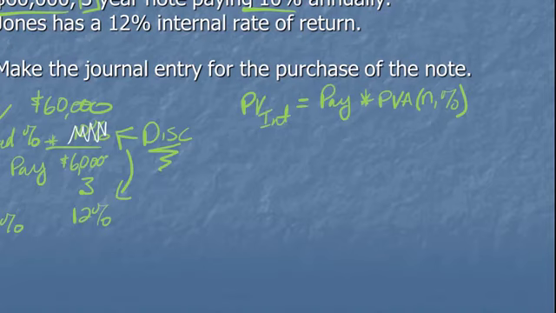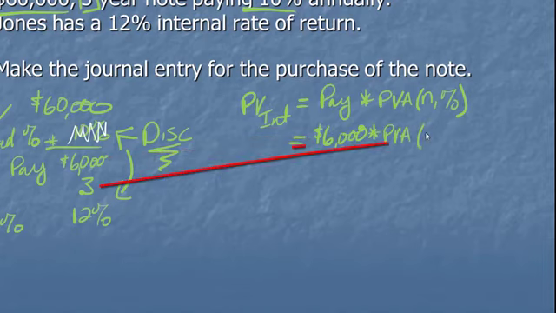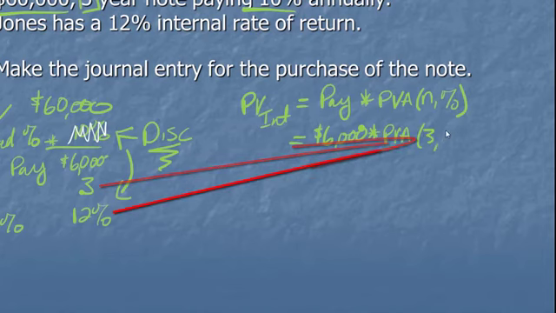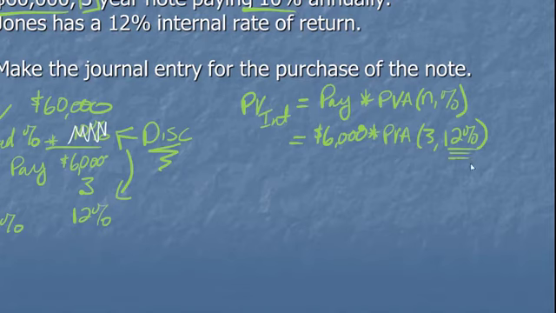I'm going to get that 6,000 every year for 3 years. So let's put in what I know. I know the payment is going to be 6,000. I don't know the factor yet, but I know my N is 3 and my percentage is 12%. You always, always, always use the effective rate. That's why we scribbled out the other rate.